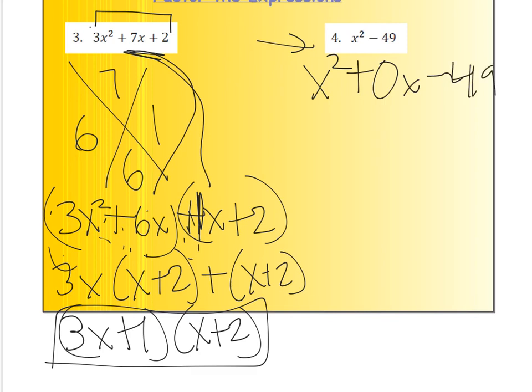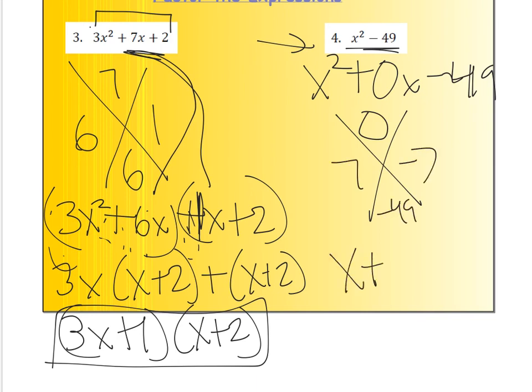For number 4, x squared minus 49, this is like having a middle term of 0. There's kind of one way to think about it. If you're clever enough to recognize it's a difference of 2 squares, here's what happens. What adds up to 0 but multiplies to negative 49? Well, 7 and negative 7. So my answer will just be x plus 7, x minus 7.